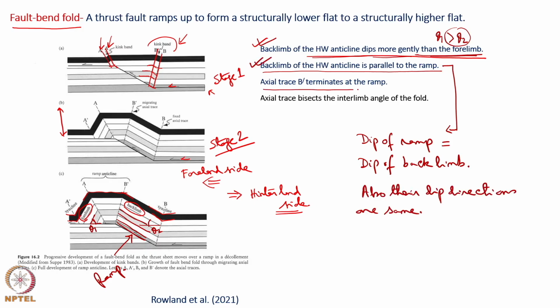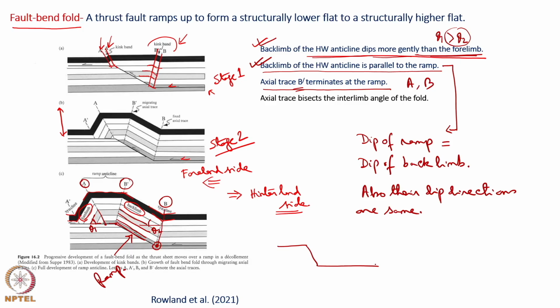Axial trace B dash terminates at the ramp. This is the axial trace B dash, and that has terminated within the ramp. Actually, this one particularly is at the ramp flat contact. Not just that B dash, but other axial traces such as A and B. This one terminates at the flat and this one terminates at the ramp and flat contact.